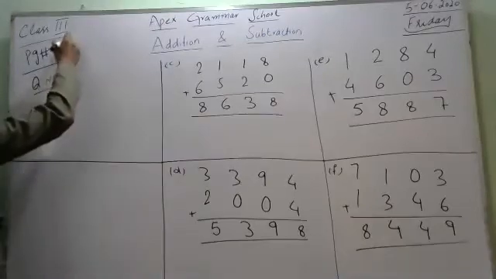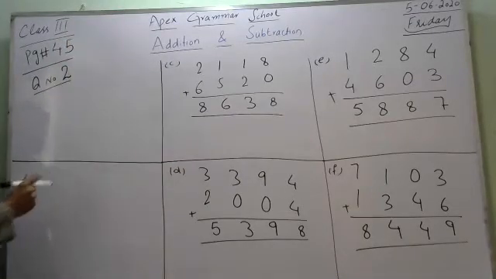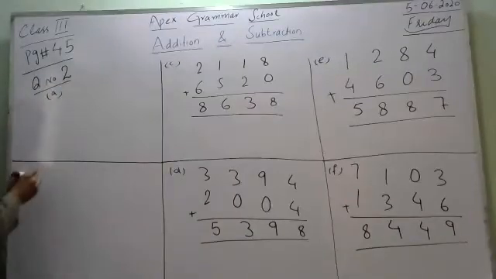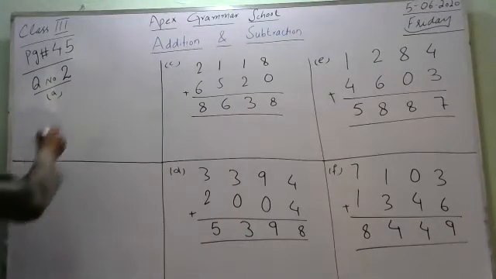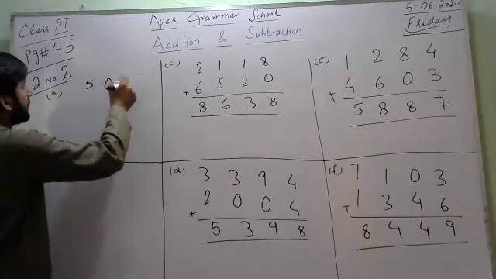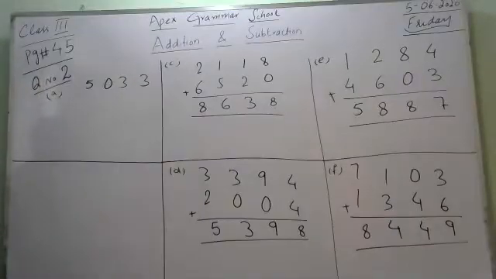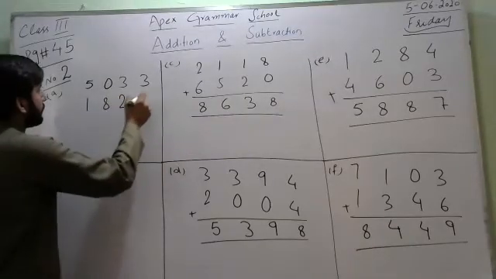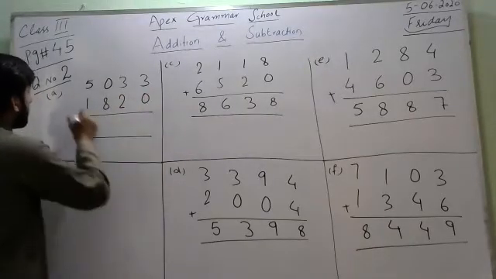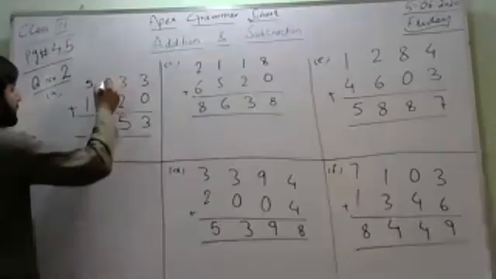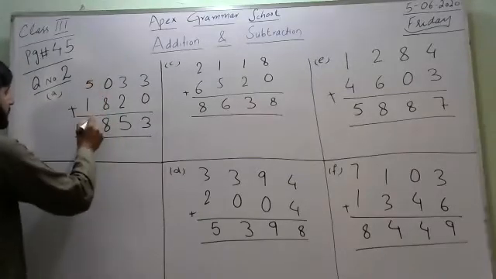Page number 45. Question number 2. Answer the following. A part: 5, 0, 3, 3, and 1, 8, 2, 0. Add 3 plus 0, 3, 3 plus 2, 5, 0 plus 8, 8, and 5 plus 1, 6.